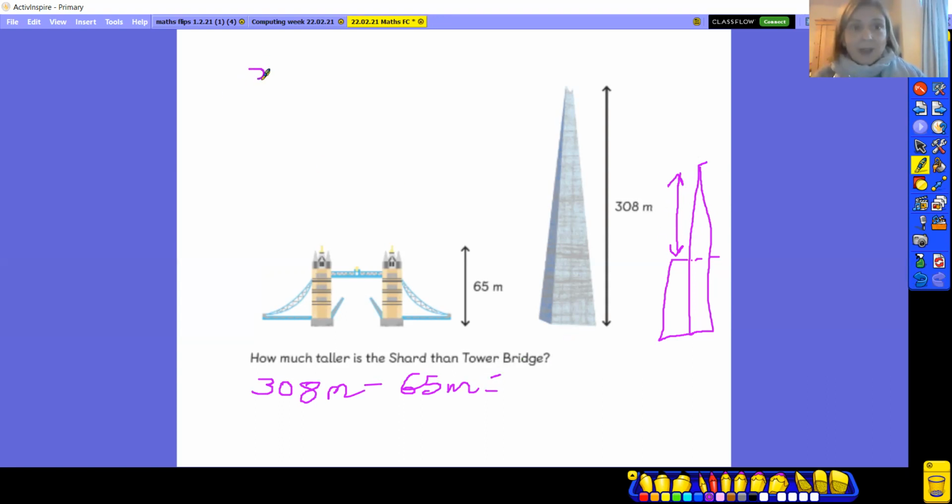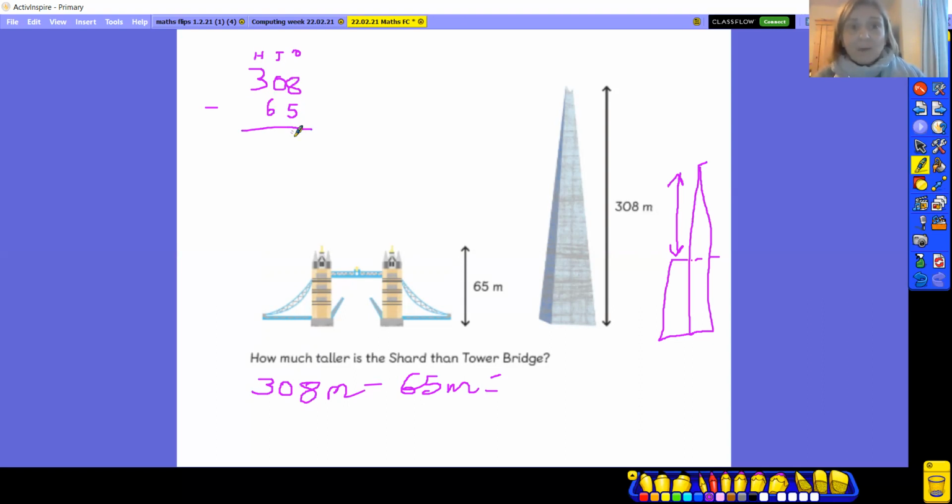So again, you could use a number line. I'm not going to explain how to use a number line again because you should know how to do that. But I am going to use the column method. So look, I'm labeling my digits. So I've got my ones digit, my tens digit, my hundreds digit. When I look at 65, I notice I haven't got any hundreds, it's only a 2-digit number. So I've got 5 ones and 6 tens. So let's work this out.